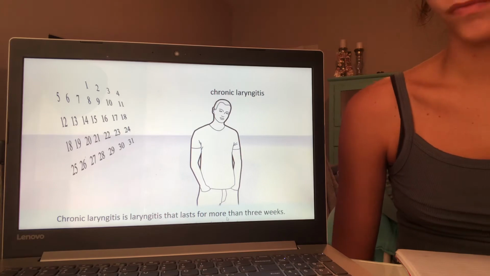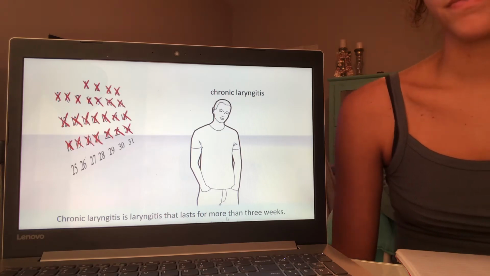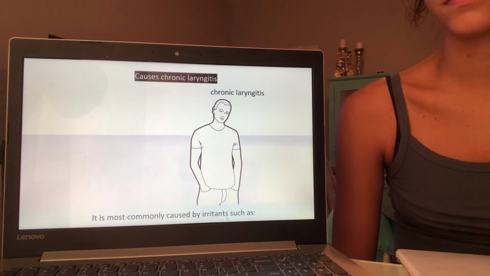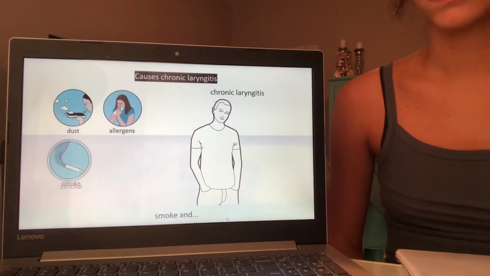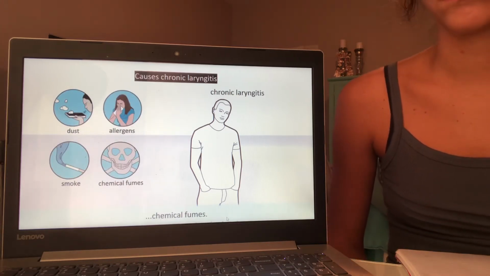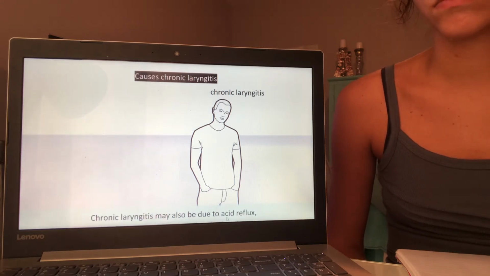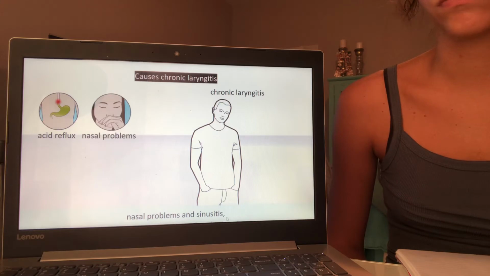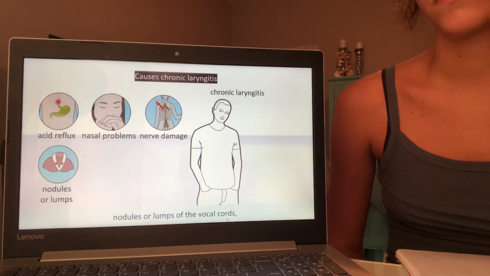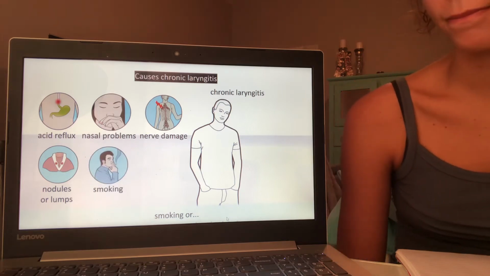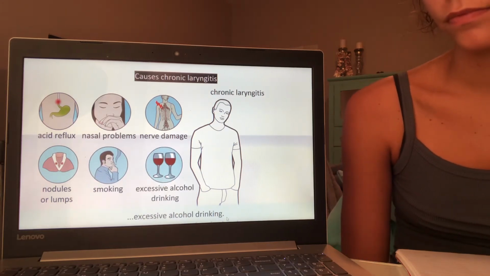Chronic laryngitis is laryngitis that lasts for more than 3 weeks. It is most commonly caused by irritants such as dust, allergens, smoke, and chemical fumes. Chronic laryngitis may also be due to acid reflux, nasal problems and sinusitis, nerve damage, nodules or lumps of the vocal cords, smoking, or excessive alcohol drinking.